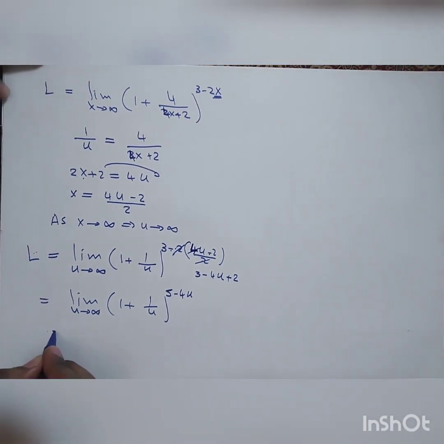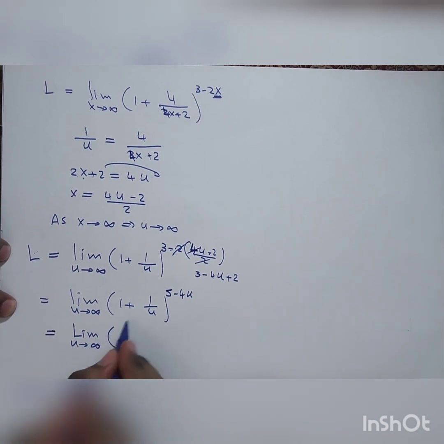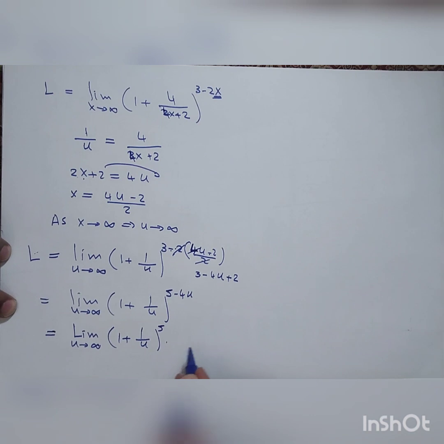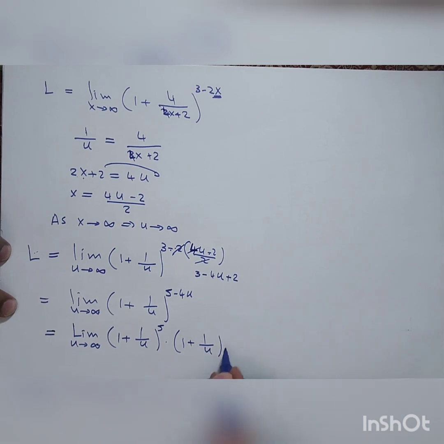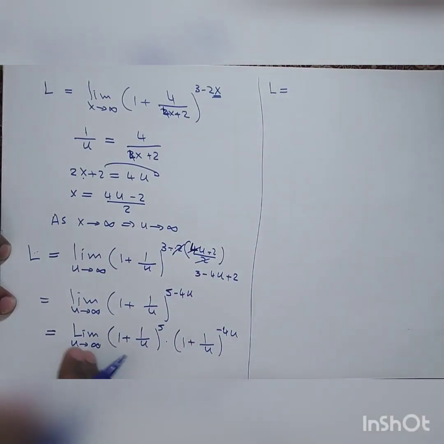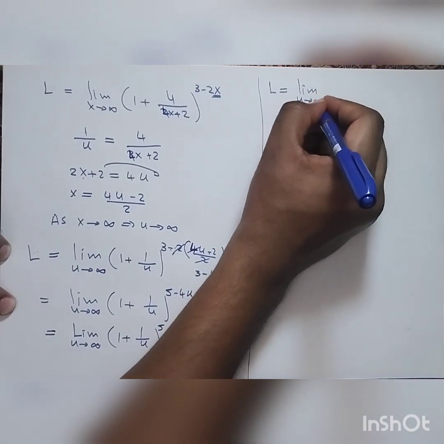And from here we can apply our rule now. So now we are safe. We do the same as we did for the previous one. We say limit as u approaches infinity, and we just write it as the multiplication of two terms. The first one will be 1 plus 1 over u to the power 5, times 1 plus 1 over u to the power negative 4u, right? And then again we can distribute the limit here, so our L, the main limit, will be the limit of this times the limit of this.